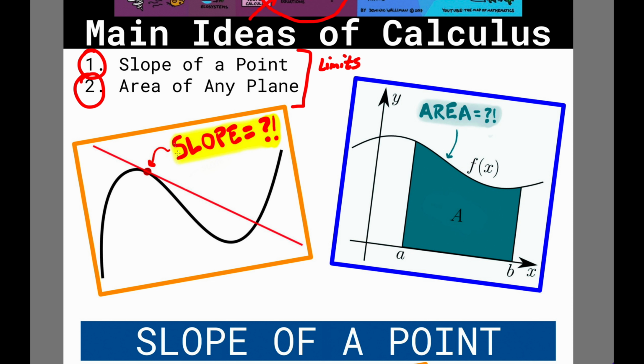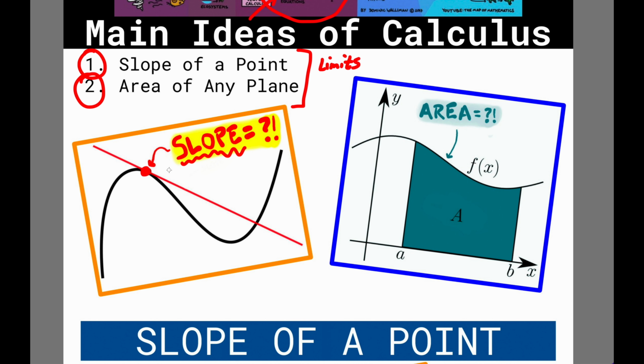So these two things, slope of a point. So you have this one point right here, and you're making a tangent line here where it just kind of grazes that one point. And then we're basically trying to find the slope of that line, which is basically the slope of that point right there. You can't actually do this using algebra.